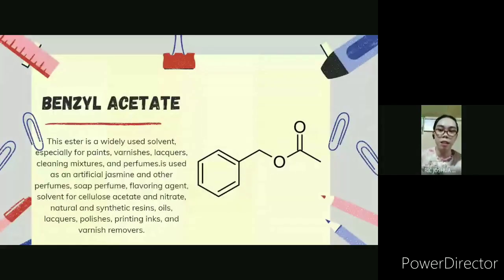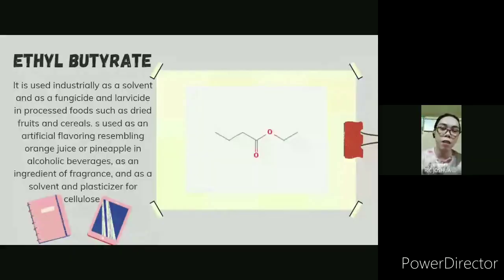And the last example is ethyl butyrate. Just like the ethyl formate, it is also used industrially as a solvent, and it is also used as a herbicide and a fungicide in processed food. It has an artificial flavoring that resembles orange juice or pineapple in alcohol beverages, as an ingredient of fragrance, and a solvent and plasticizer for cellulose.